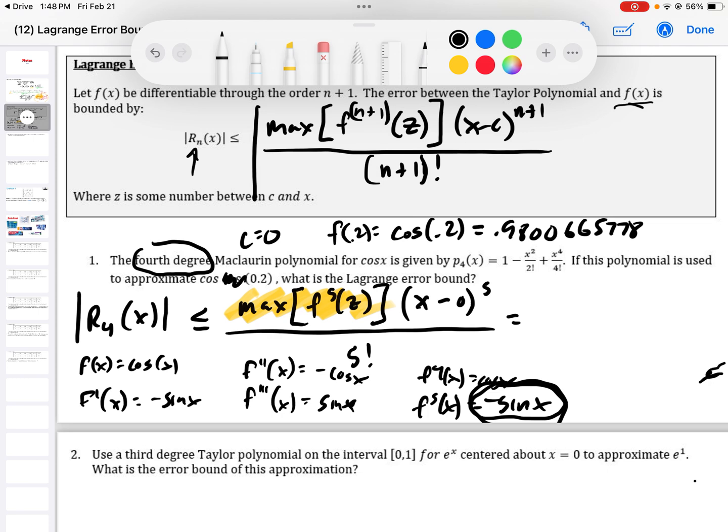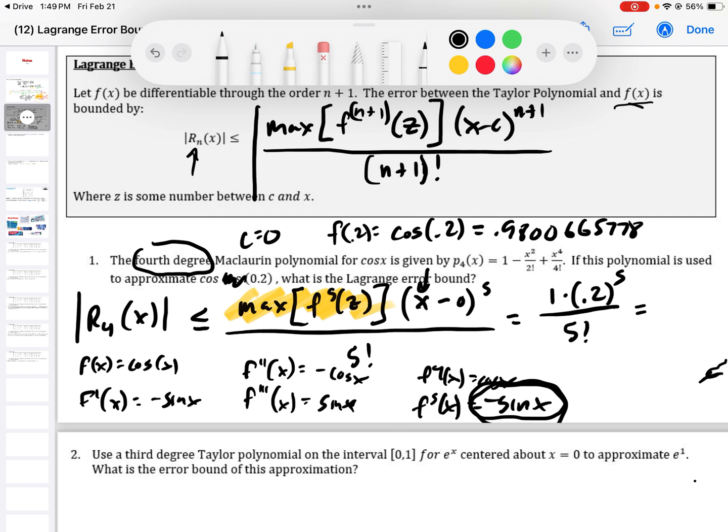So in this case, I don't know all the function values of x. The z has to be between 0 and 0.2, but I don't know those values. So when I see sine and cosine, I'm just going to put the maximum is 1, because on my unit circle, the biggest x, the biggest y is always 1. So I'm going to say the maximum fifth derivative is just 1, times 0.2 to the fifth power over 5 factorial. The 0.2 came from plugging in the 0.2 for x.